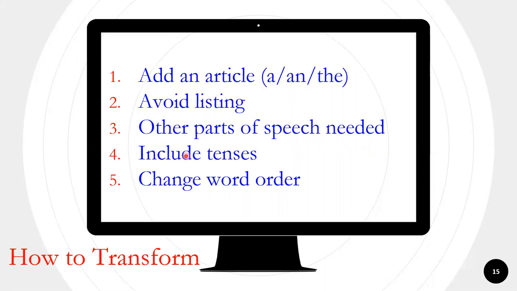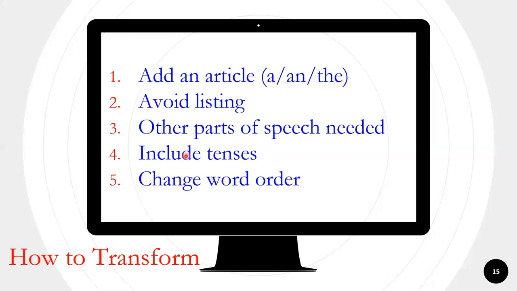Then you should add other parts of speech. Probably you would need a preposition, an adjective, an adverb, an article, which is also a part of speech. You would need all of these to help you get the grammatically correct sentences that you're supposed to write. You should think about tenses also. That will be clear from the case notes that you have. You would know whether it's in the past, the present or the future.